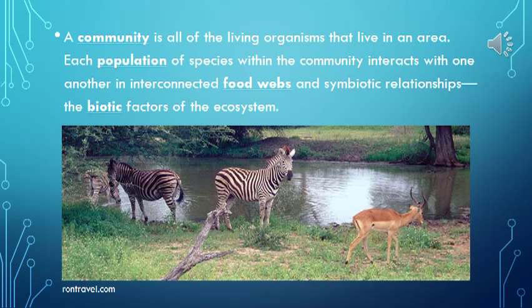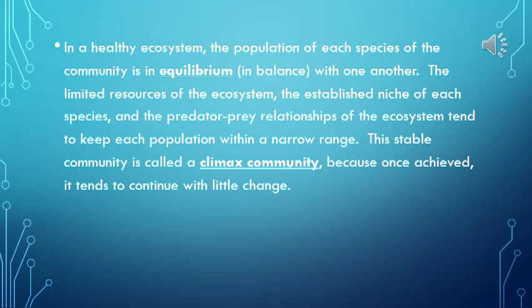Each population of species within the community interacts with one another in interconnected food webs and symbiotic relationships, the biotic factors of the ecosystem. In a healthy ecosystem, the population of each species of the community is in equilibrium, that is, balance, with one another. The limited resources of the ecosystem, the established niche of each species, and the predator-prey relationships of the ecosystem tend to keep each population within a narrow range. This stable community is called a climax community because once achieved, it tends to continue with little change.